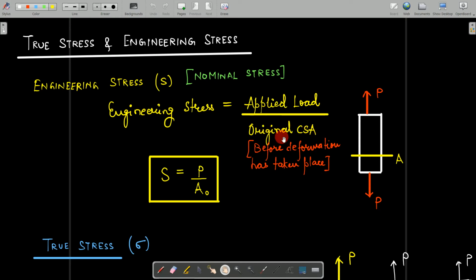And what do you mean by this original cross-sectional area? It means the area which is before deformation. So before deformation has taken place, what is that area? That will be called your original cross-sectional area. So let's consider the original area of cross section as A naught. If you divide this load by the original cross-sectional area, that is S is equal to P by A naught, this will be called your engineering stress.